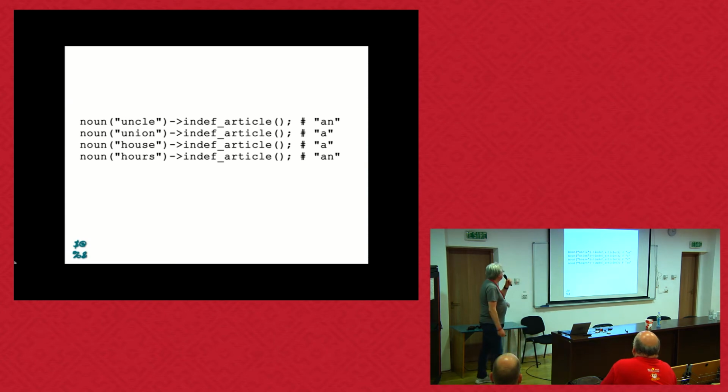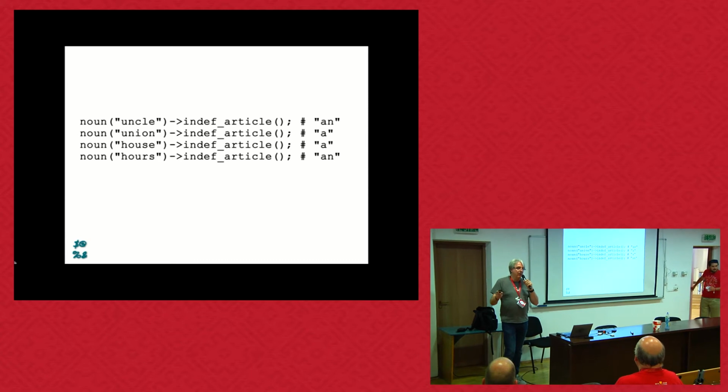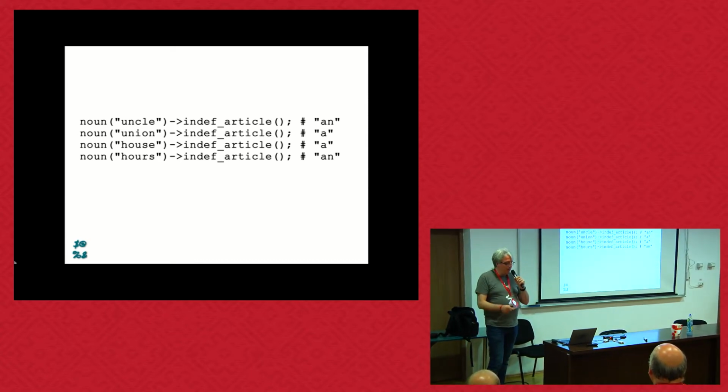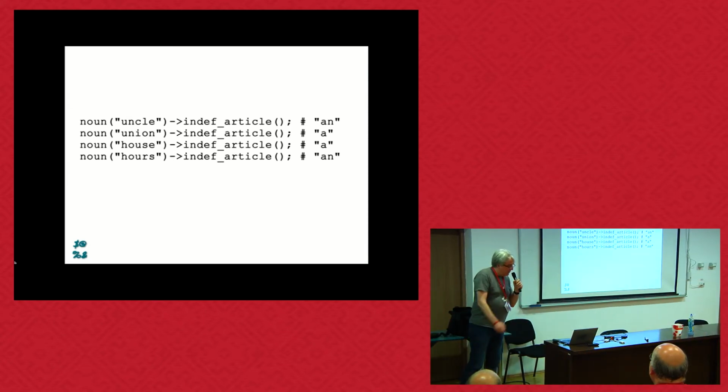It knows things like the correct indefinite article to use for a particular noun. And it knows that although they both start with a letter U, uncle needs an and union needs a. And even though they both start with H, house needs a and hour needs an. So it's very clever, as you would expect because it's Damianware.